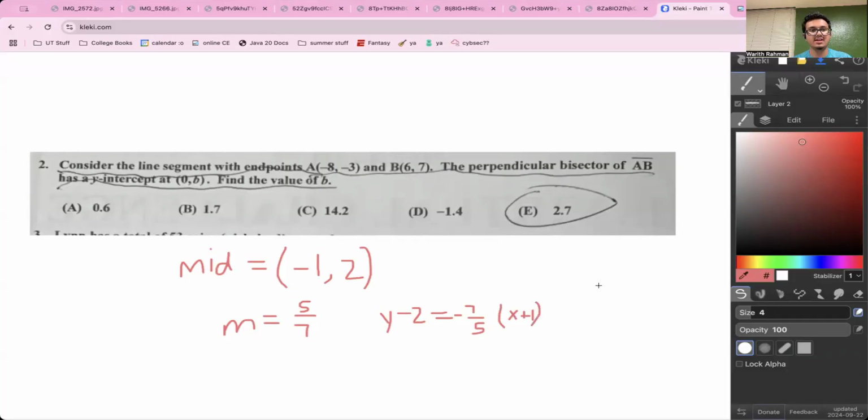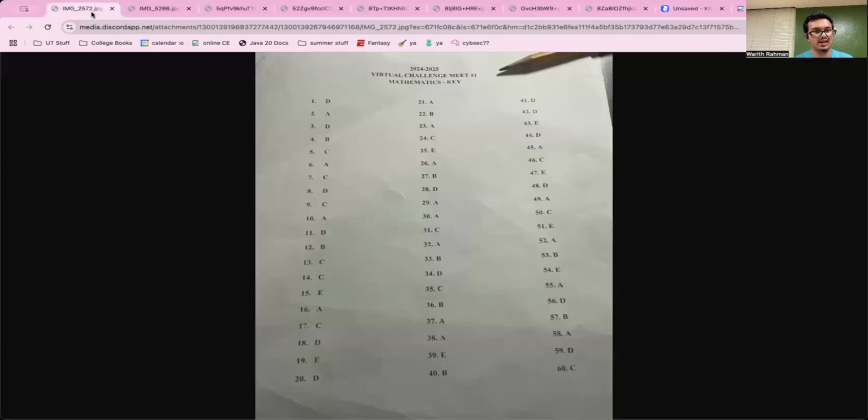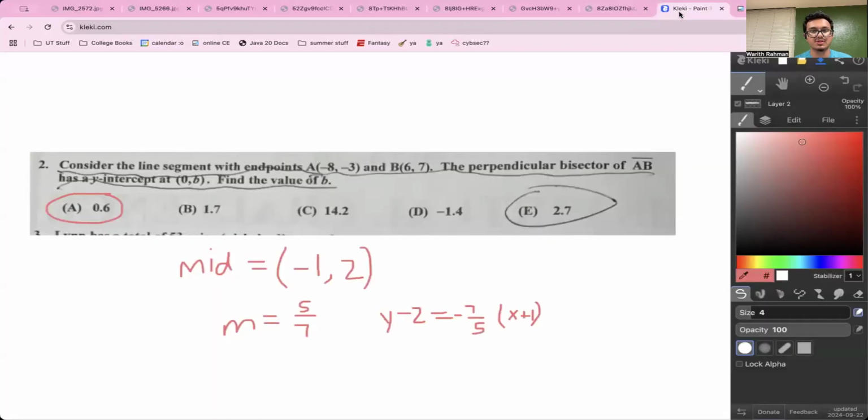Right? So we have this, and then we're told that we want to find the y-intercept. So all we need to do is just plug in 0. 0 plus 1 is 1. 1 times negative 7 fifths is negative 7 fifths, or negative 1.4. And adding 2 should give us 0.6 as our answer. Yeah, so 0.6 would be our answer.